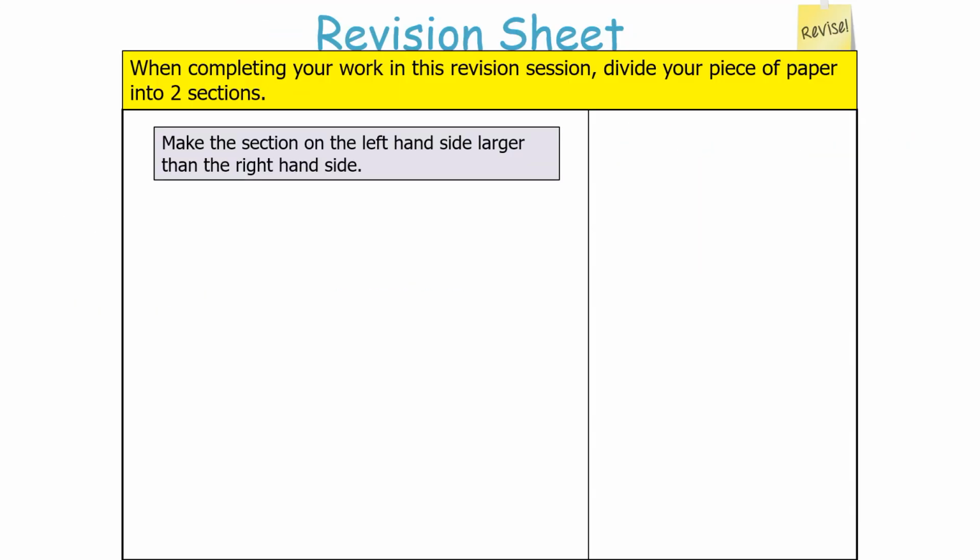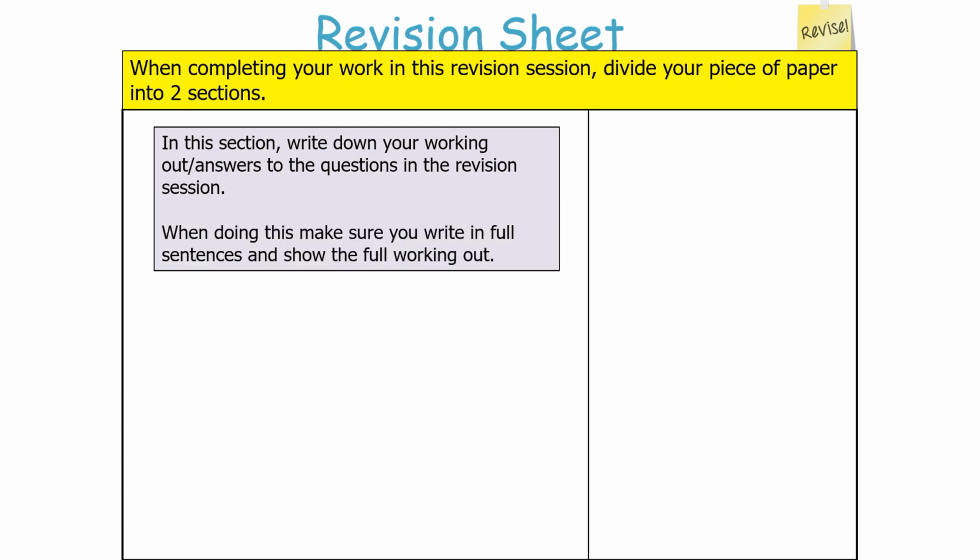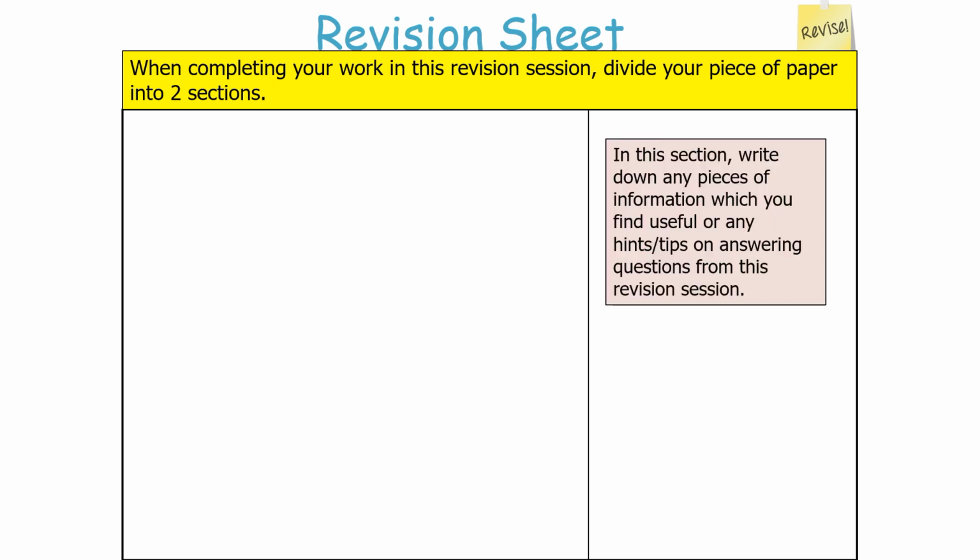So how should you be carrying out this revision session? When completing your work in this revision session, divide your piece of paper into two sections. Make the section on the left hand side larger than the right hand side, and in this left hand side section write down your working out and your answers to the question in the revision session. When you're doing this, make sure to write your answers in full sentences and show your full working out.